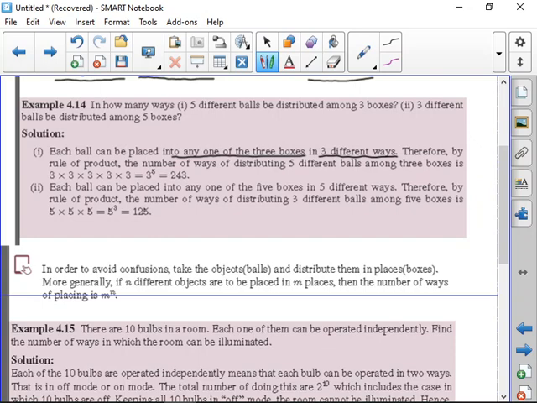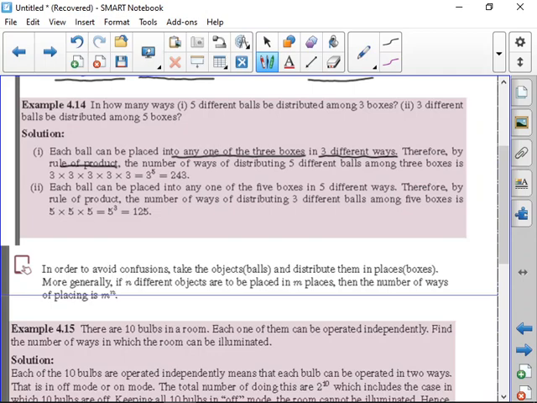Therefore, by the rule of product, the number of ways of distributing 5 different balls among the 3 boxes is 3 into 3 into 3 into 3 into 3. So it is 3 power 5, which is equal to 243. Now, 3 balls distributed in 5 boxes, the second case. It is 5 into 5 into 5, which is 5 cube, equal to 125.